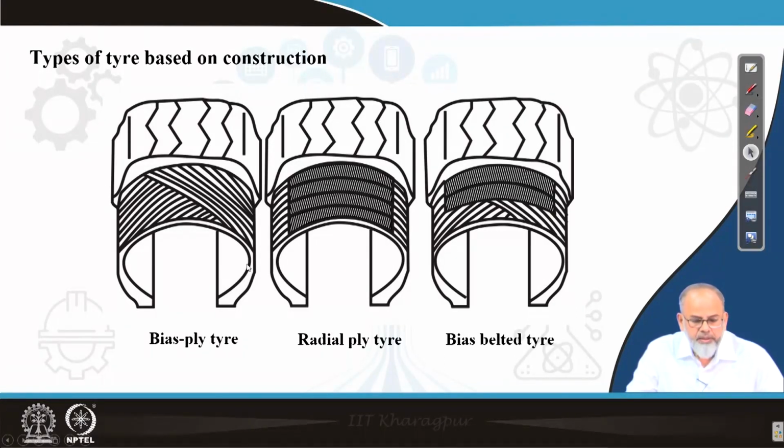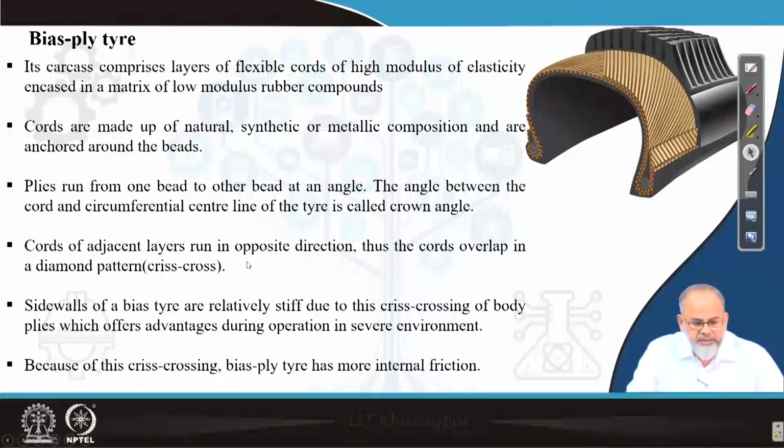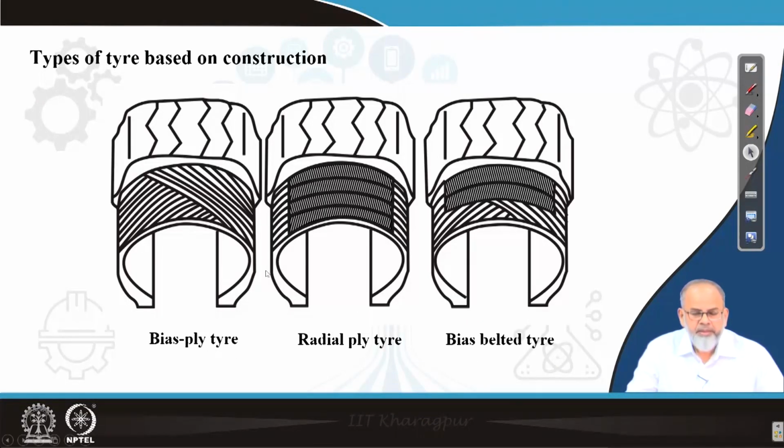In this figure, as I said, whether it is a bias ply tire, radial ply tire or bias belted tire, all carry certain common components like tread, then carcass, then beads and sidewall. So what is a tread? How is it going to help us? The tread is the toughest portion of the tire which transmits your tractive force and steering forces while in contact with the soil.